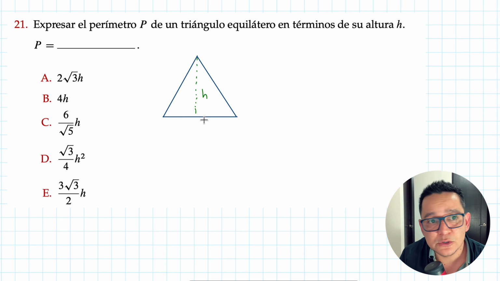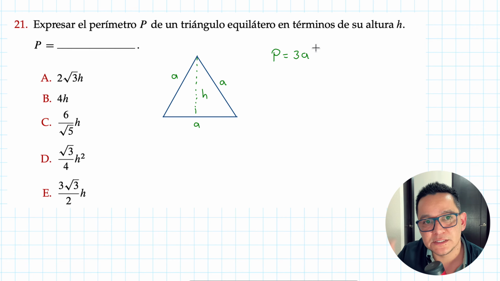In this case, we don't know how long each side is, right? So I'm going to say that each side is A, this one is A, and this one is A. That's it. And that's all the information we have. Just the perimeter, which would be equal to A plus A plus A, so that's 3A. But it says that I don't want it expressed in terms of A, but rather in terms of h.